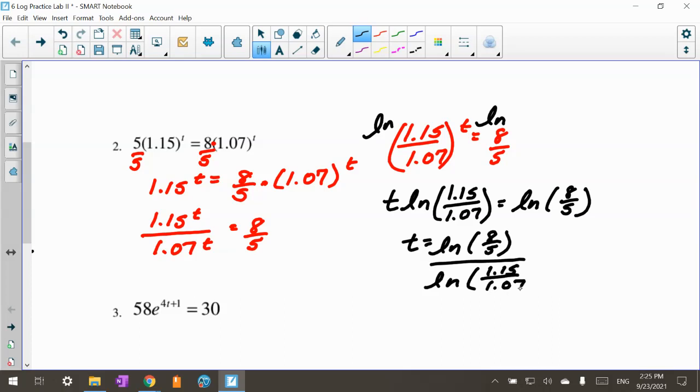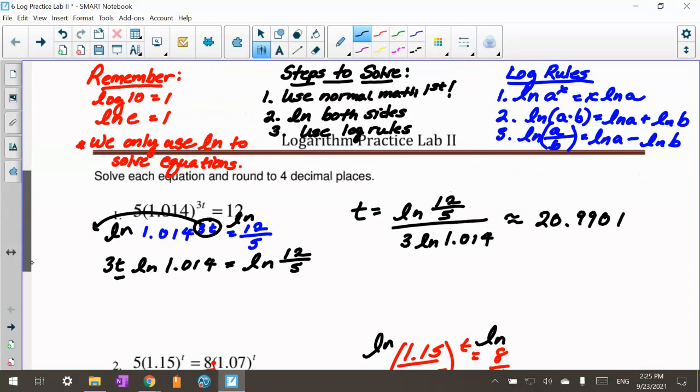And so I want to write it like this. I put it in my calculator like this, and I come out with 6.5185. Okay? Number 3, this is where it gets fun.